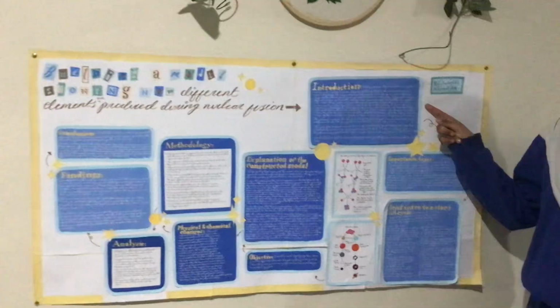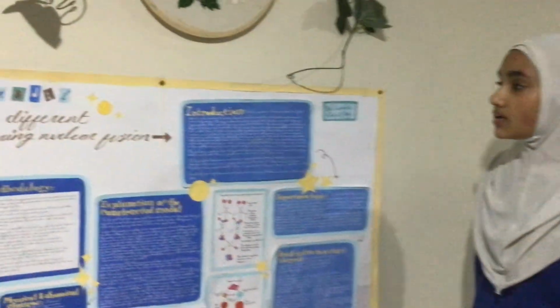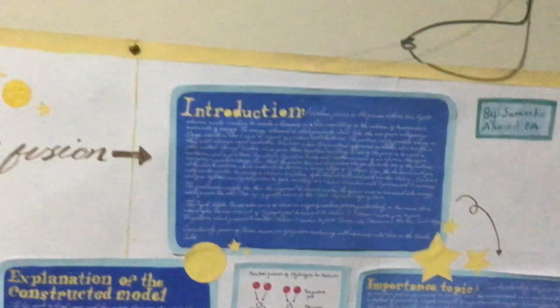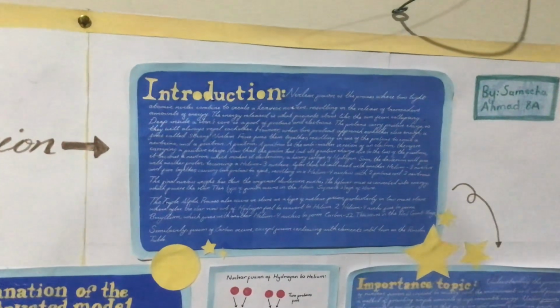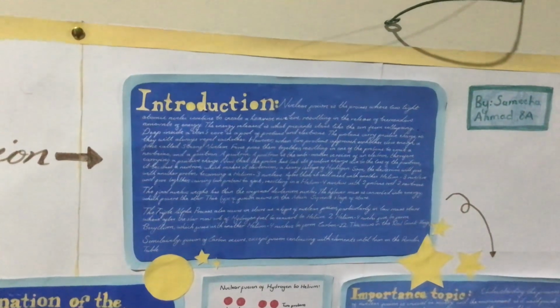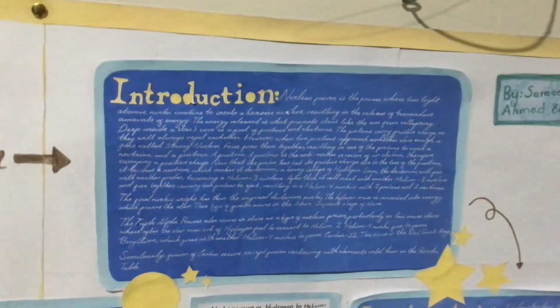This is my introduction. Nuclear fusion is the process where two light atomic nuclei combine to create a heavier nucleus, resulting in the release of tremendous amounts of energy. The energy released is what prevents stars like the Sun from collapsing.